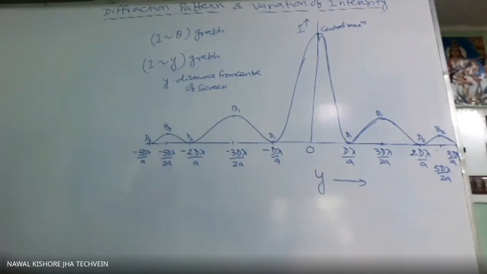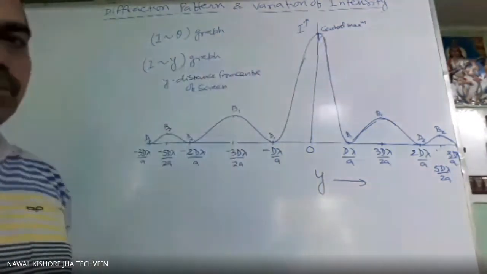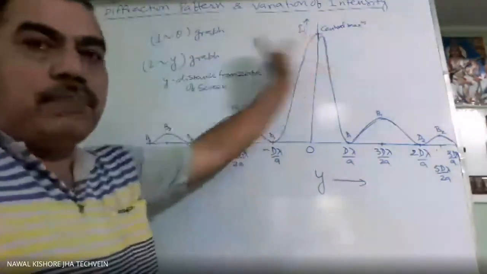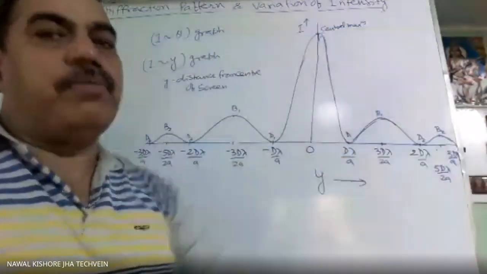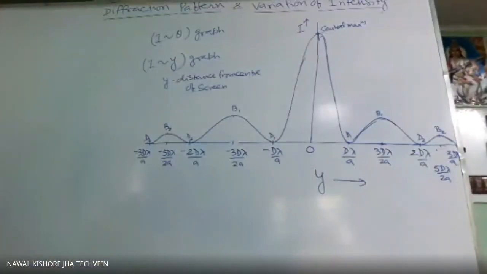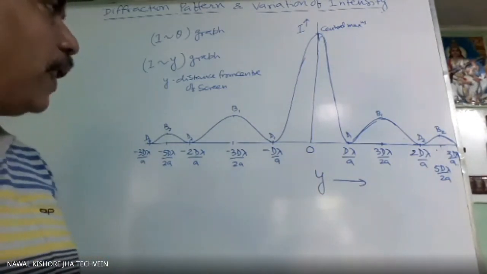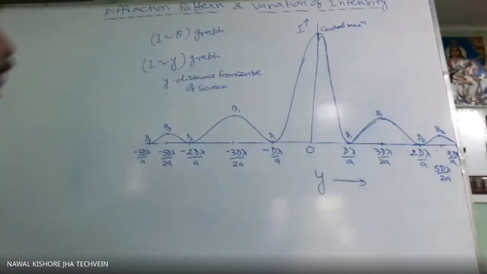In case of interference pattern, what was that? All these maxima were same, and that was equal to 4I, if the two slits were of same amplitude or same intensity. All the maxima were same, but here the intensity of the maxima keeps on decreasing. So this is the variation of intensity.